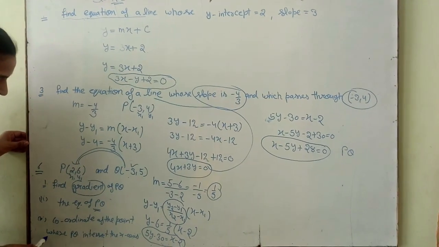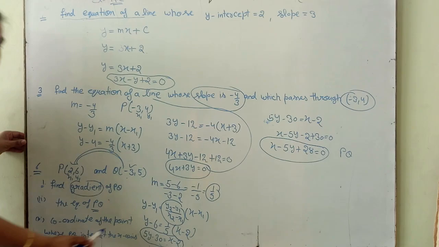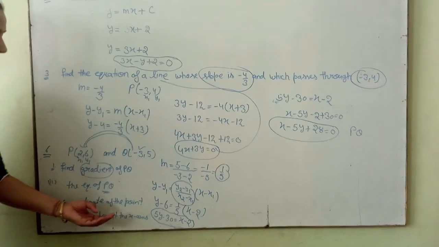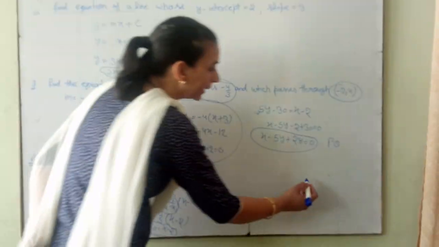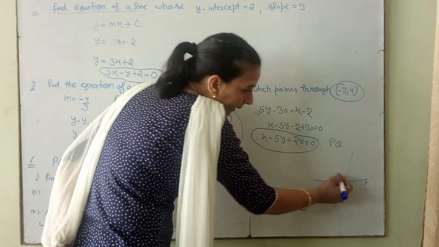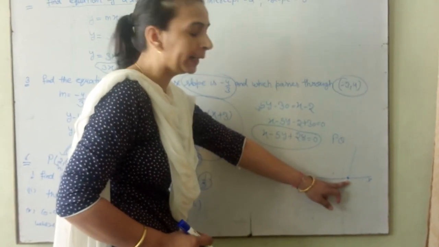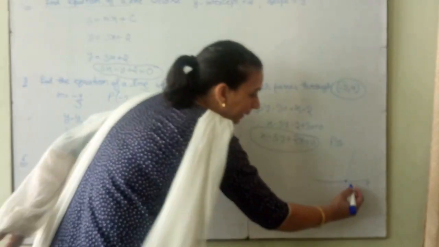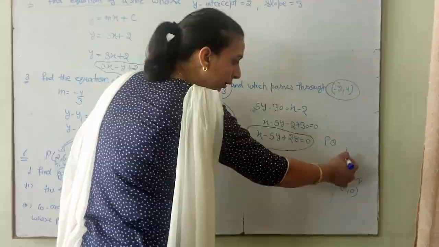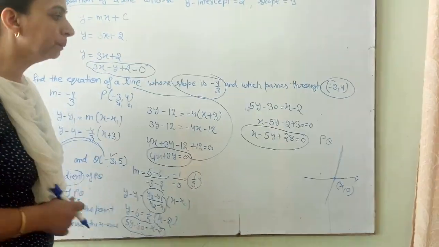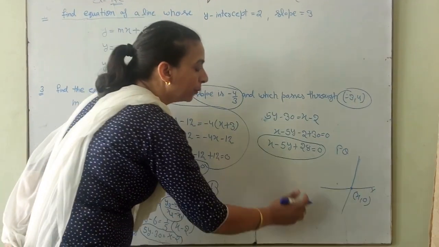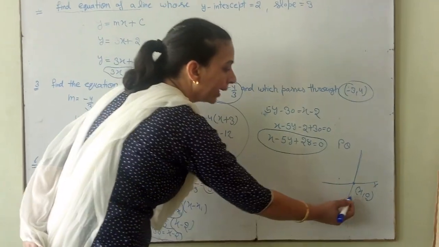Part number 3: find the coordinates of the point where PQ intersects the x-axis. Students, let this be the x-axis and PQ any line, and it intersects the x-axis at this point. Then we find the coordinates of this point. It is any point on the x-axis of this type. If this point lies on PQ, then it satisfies the equation of PQ. So to find the coordinates of this point, we put y equal to 0.